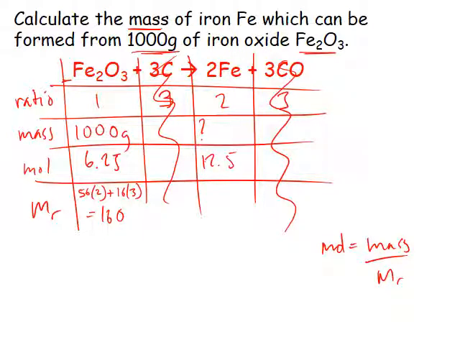Now from here, the MR of iron is 56, then we can find out the mass of iron, and that's the final thing that we need to work out. To do that, we again need to move the MR over here, so it's times. So we do MR times mol, we times these two together, and we should get 700 grams, and that looks about right. 1000 grams of iron oxide reacts to form 700 grams of iron. And if you wanted to, it is going to be 300 grams of, oh no, it's not, sorry, ignore me. So that looks about right.